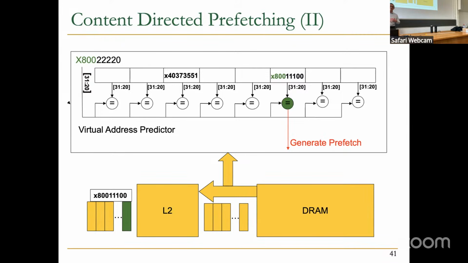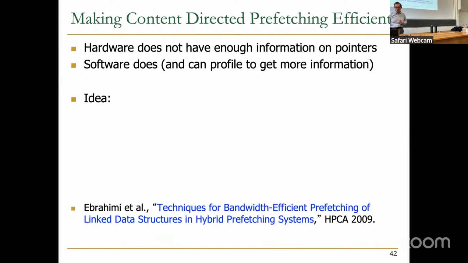But then the problem is, if you have a lot of pointers inside your cache, you're going to be prefetching a lot. So controlling this is really important. And this is something that we have worked on. This is part of Iman's thesis at UT Austin. And the idea is, again, controlling this is not easy. So we actually have a hardware-software cooperative mechanism. Hardware doesn't have enough information on pointers, and software does. And software can profile to get more information.